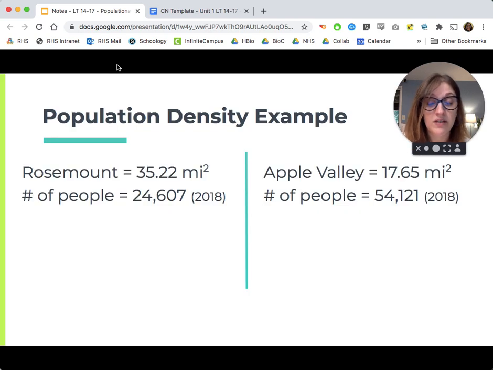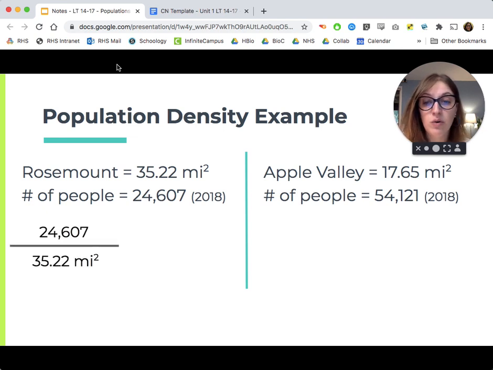Let's talk about an example. Now you don't need to write this down, okay? This is just an example. So say we look at Rosemount. Rosemount is about 35 miles squared, and the number of people in Rosemount in 2018 was 24,607. So you do the math, 24,607 divided by 35.22 miles squared, and that's approximately 699 people per mile squared.